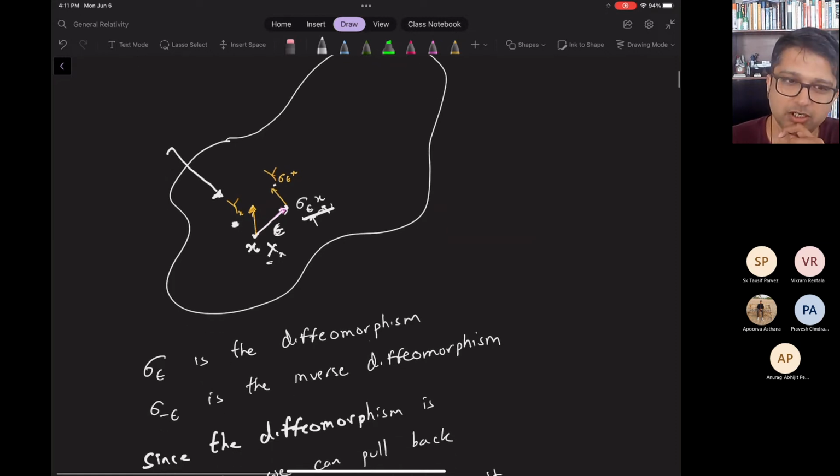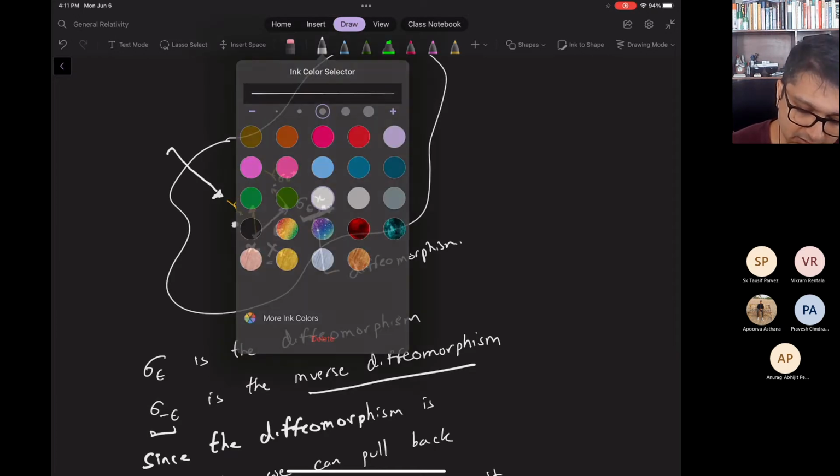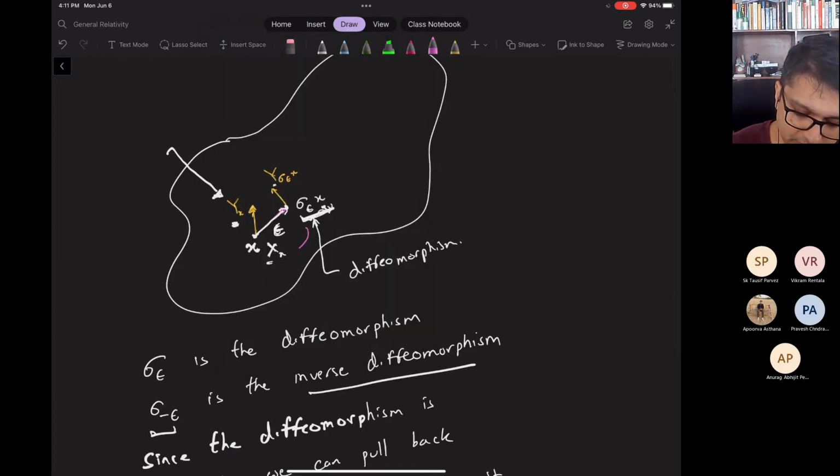However, we have seen that since this map is a diffeomorphism, the inverse map also exists, that is sigma minus epsilon, which will take us back from this point to this point, that is sigma. So if I apply sigma minus epsilon on sigma epsilon of x, I will just get back to point x. I will end up here.